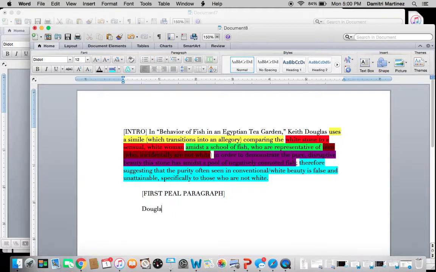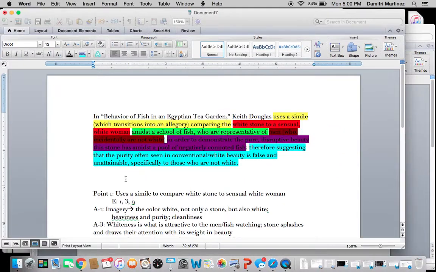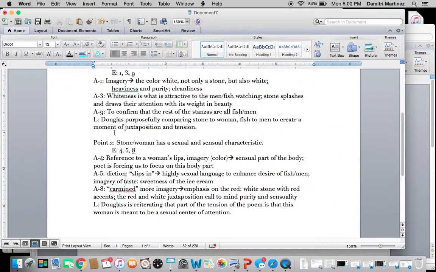Here's my point. Douglas initially compares the white stone to a white woman sensually eating ice cream in the middle of a crowd of men. That's my point. If I go back to my outline, remember I'm doing my second paragraph, this is what I have. Stone is a woman, has a sexual and sensual characteristic, so I'm being a little bit more specific. Okay, but I've got that taken care of.